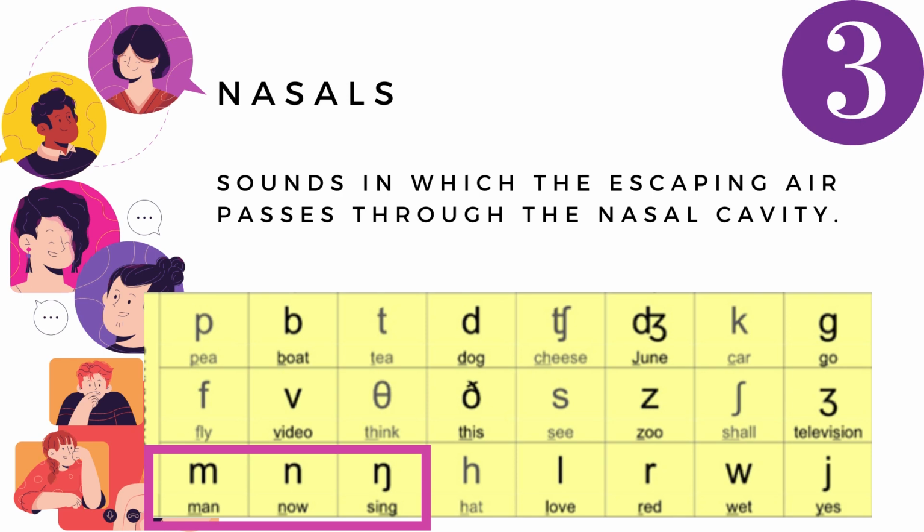Next, we have nasals. Unlike other consonant sounds where the air passes through the mouth, in nasal sounds, the air is released through the nose. Thus, the name nasal. So there are 3 nasal sounds in the English language. We have m, n, and ng.